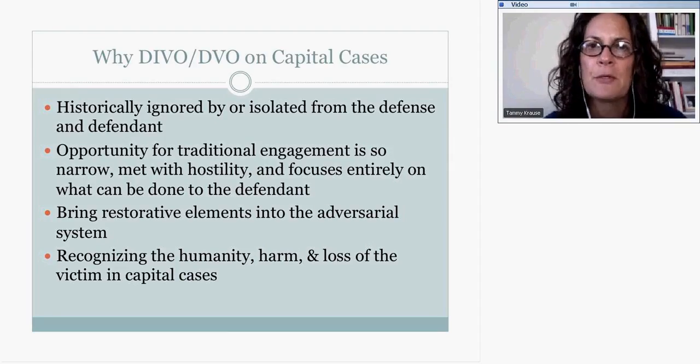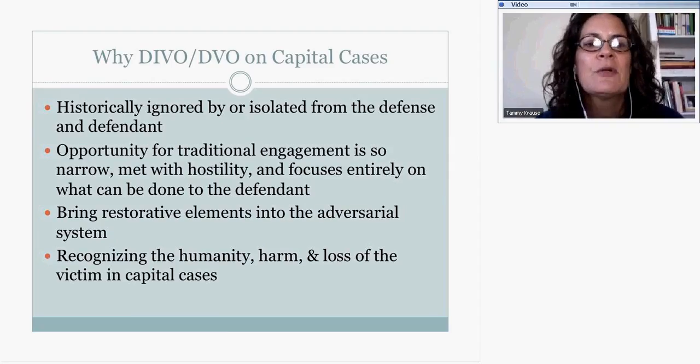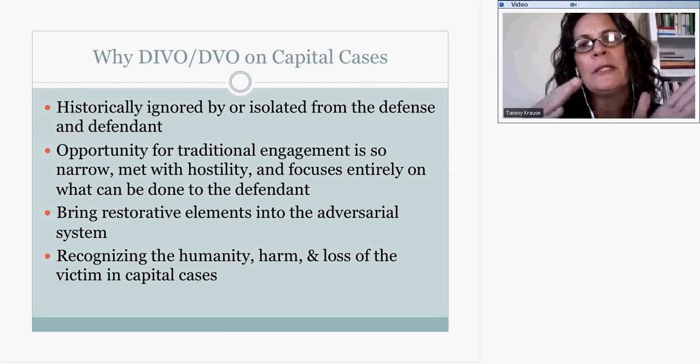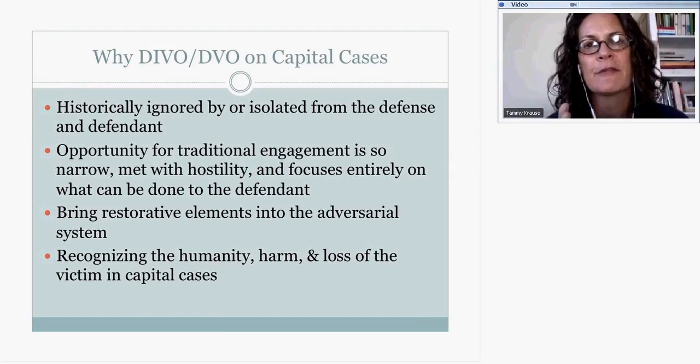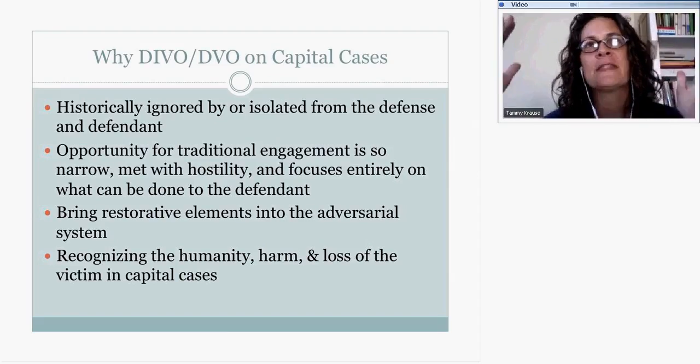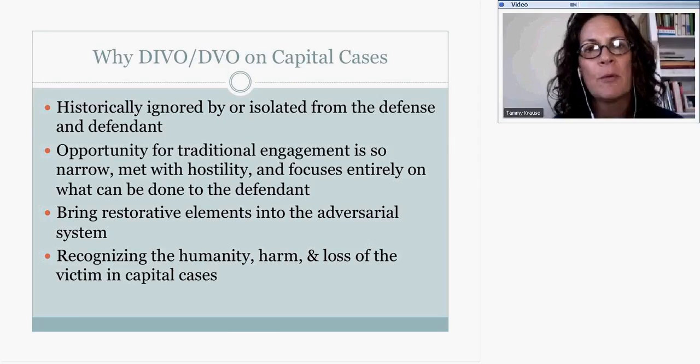And so, as I said earlier, historically, victims were isolated from both the defense and the defendant. But then when we're slowly able to take those steps towards one another, I think that the adversarial or the fear factor begins to reduce. And I think that as a society, we owe everything to victims when they have been so tragically and horrifically harmed, especially as they've been in capital cases.